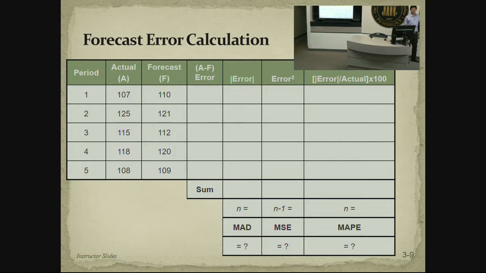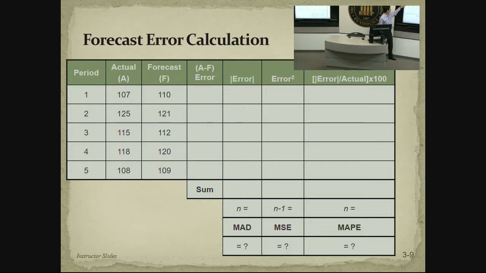Okay, so that's the example. We have 5 time periods. For example, in period 1, the actual demand is 107, but our forecast is 110. Similarly, in period 2, our actual is 125, forecast 121. So you should create a similar table like this. It will be helpful for you to calculate MAD, MSE, and MAPE.